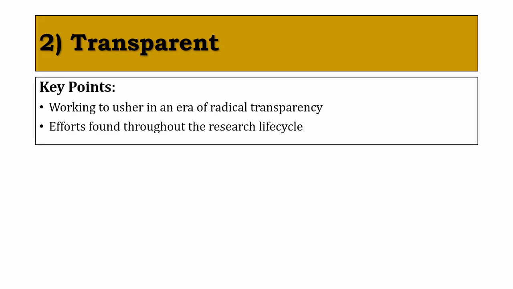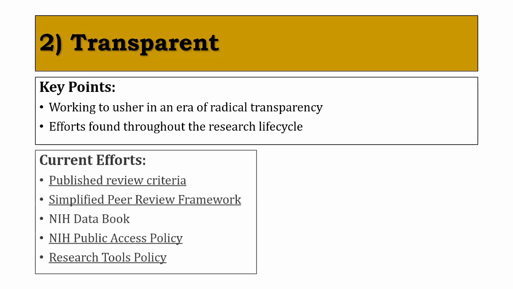All right, number 2, gold standard science is transparent. Key points here is that NIH is working to usher in an era of radical transparency, and their efforts to be transparent are found throughout the research life cycle, from peer review, public posting of active awards, requirements for sharing data, and more. So current efforts, there's a lot going on.